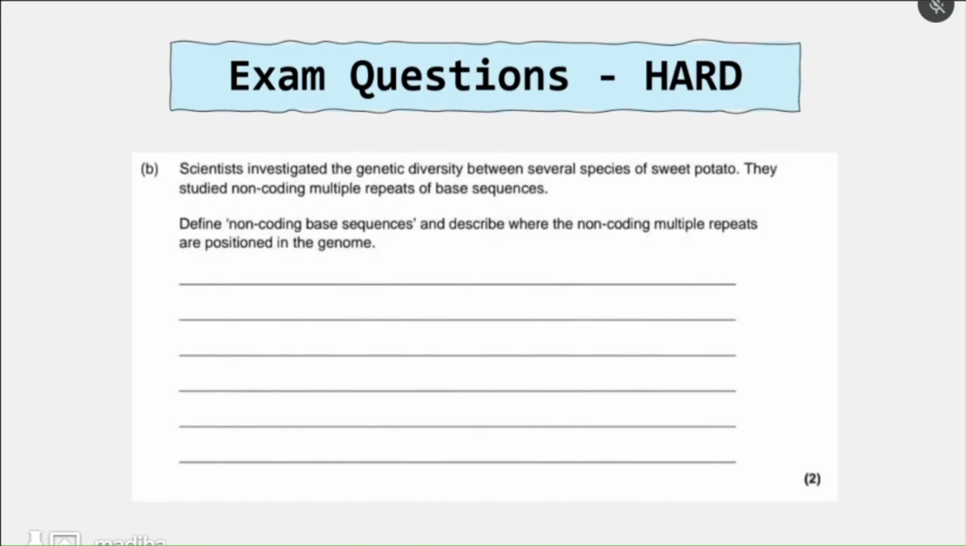So we've got a slightly harder question now. We'll highlight the important key information. Scientists investigated the genetic diversity between several species of sweet potato. They studied non-coding multiple repeats of base sequences. The question is asking, define what these non-coding base sequences are and describe where they are in a genome. You can see it's 2 marks. If you already split the question up into the define and describe where, you know how you're going to get those 2 marks. I'm going to give you 2 minutes to do that. Let me know if you're still working when I come back.